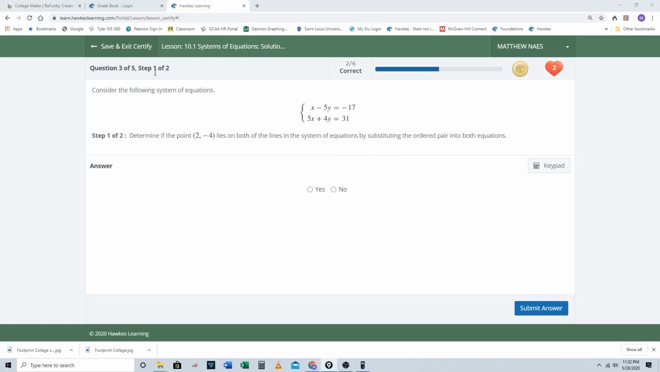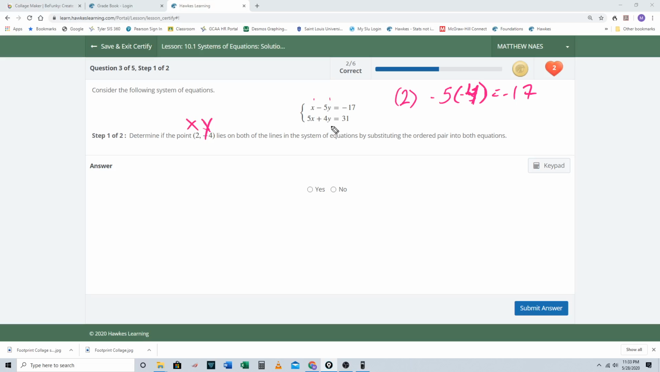Now, this question, this is the two-parter question. They just want you to plug it in to both of them and see if you get a true statement. And that's it. So you've done stuff like this. They want you to plug in for x and for y, x and y in for here and here, and see if you get true statements. So we have 2 in for x, minus 5 times negative 4 equals negative 17.